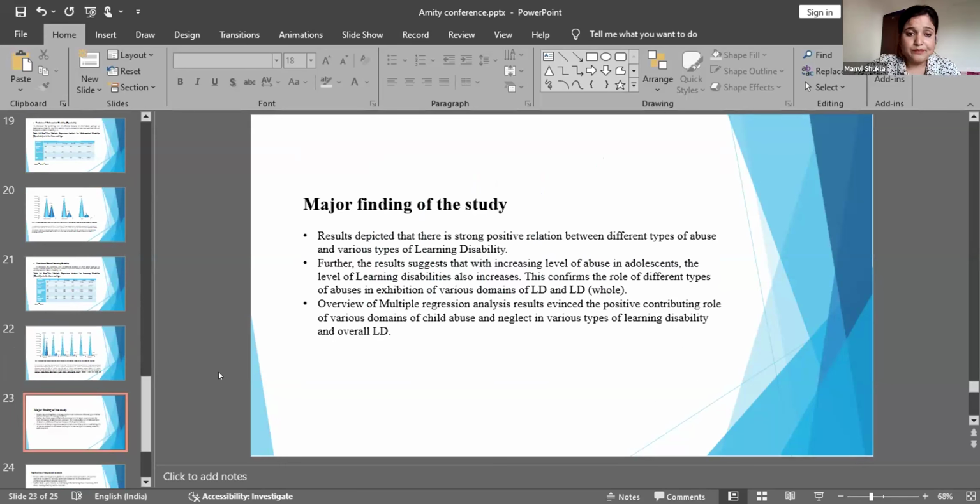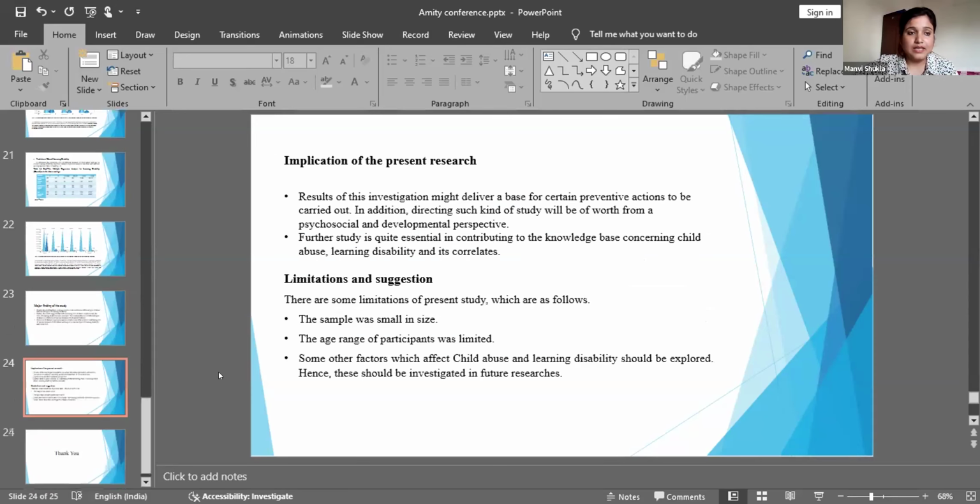The major findings of this study are that the results depicted a strong positive relationship between different types of abuse and various types of learning disability. Further, the results suggest that with increasing level of abuse in adolescents, the level of learning disability also increases. This confirms the role of different types of abuse in exhibition of various domains of LD and LD as a whole. Overview of multiple regression analysis results evince the positive contributory role of various domains of child abuse and neglect in various types of learning disability and overall learning disability.